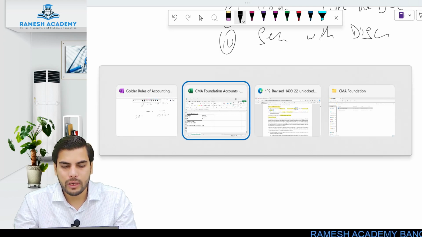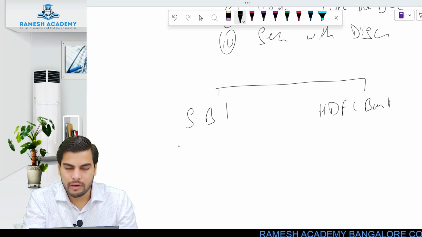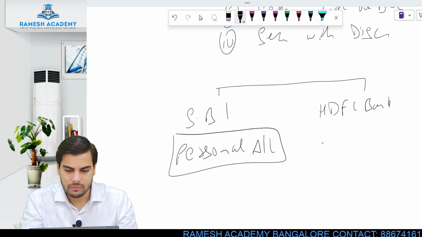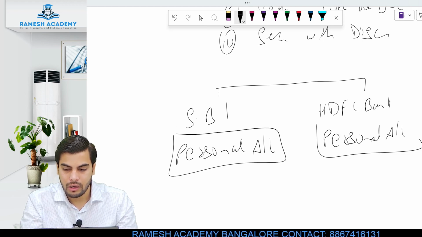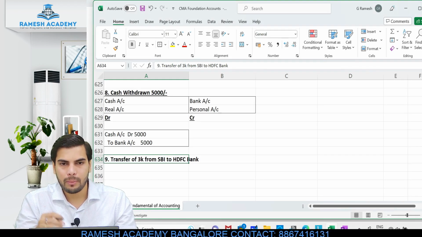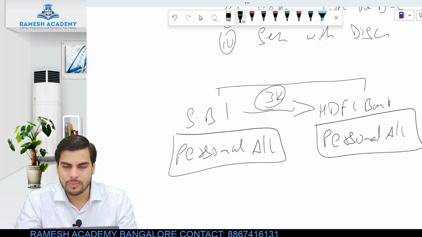Now what I'm doing in this case is, see both these accounts, don't you think both will be treated as bank accounts, which would be personal account in nature? Personal and personal, both are personal account in nature. Now how much money am I transferring? I am transferring 3,000 rupees from SBI to HDFC. SBI to HDFC, 3,000 rupees is being transferred.